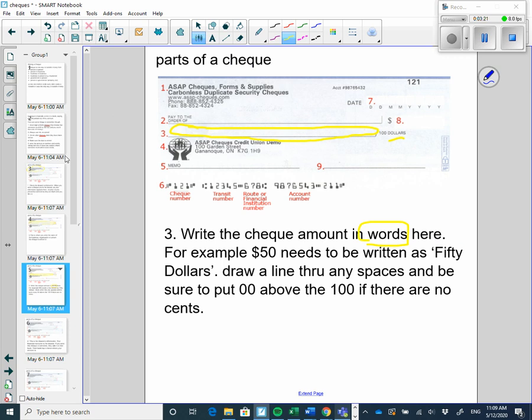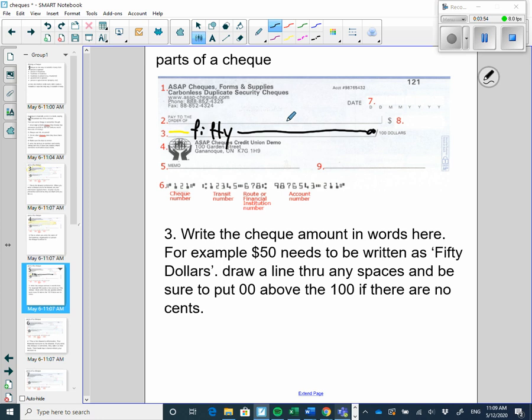So for example, let me erase that yellow. And I'm going to write in here fifty. Then you draw a line through any spaces and be sure to put 00 above the 100 right here if there are no cents. So we've written the word fifty. You should do this and put 00, or some people put XX. And you really shouldn't leave that space either. The reason for that is so that people can't change it.